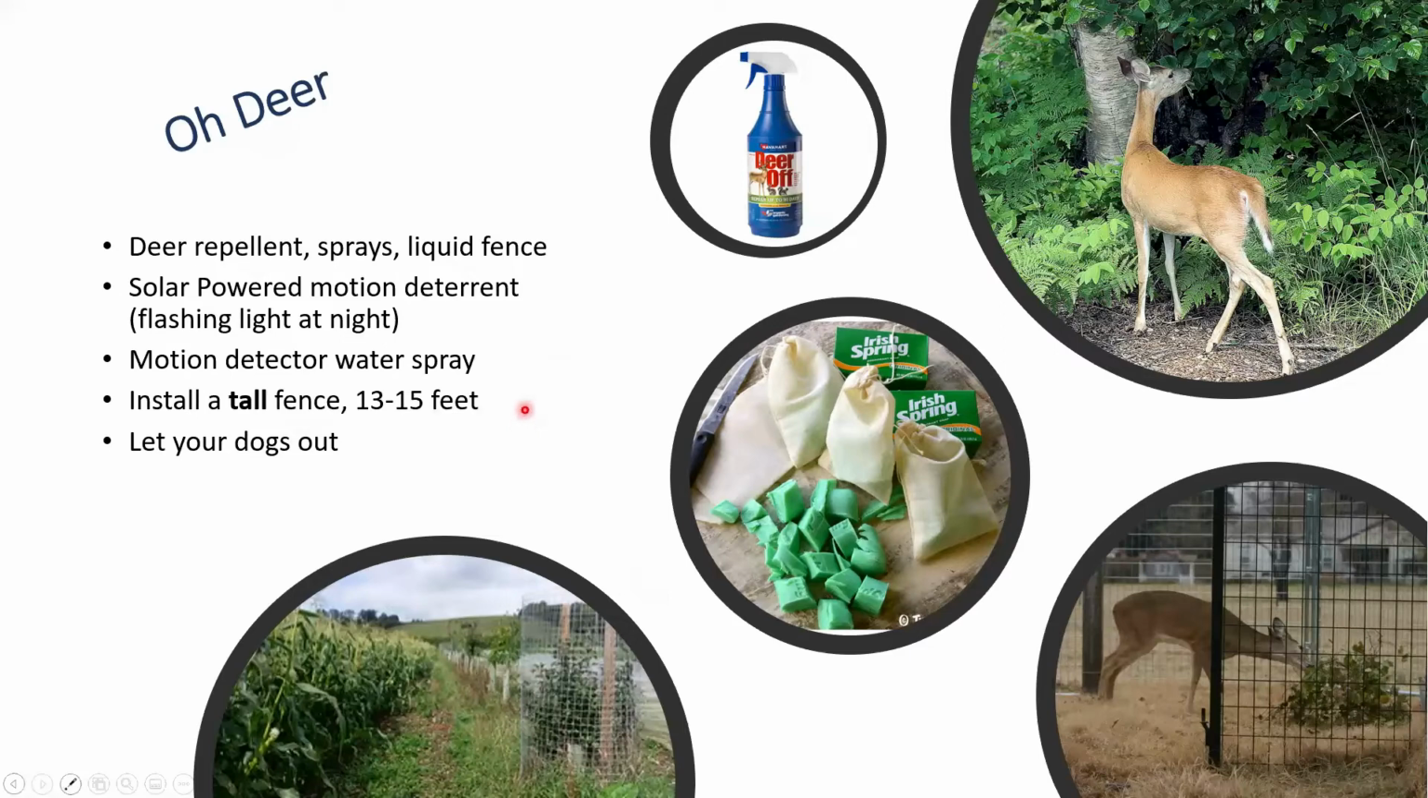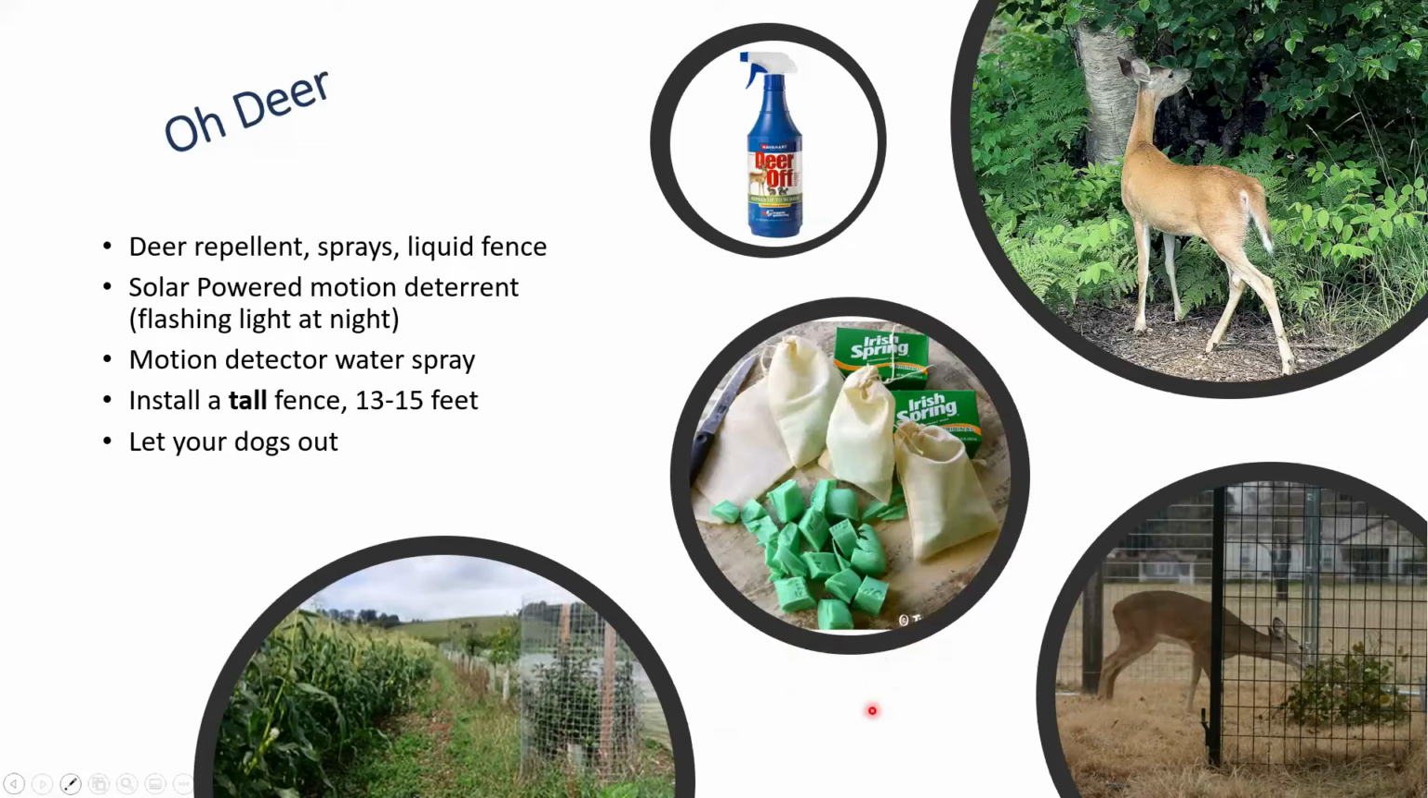Or you can install a tall, very tall fence. 13 to 15 feet is kind of the going height, or let your dogs out to chase the deer away. Also, one thing that I know works pretty well is hanging sacks of Irish Spring around your garden. The deer do not like the strong scent of Irish Spring, and eventually, slowly, they biodegrade, and the rain will dissolve them, but it's actually a pretty easy way.